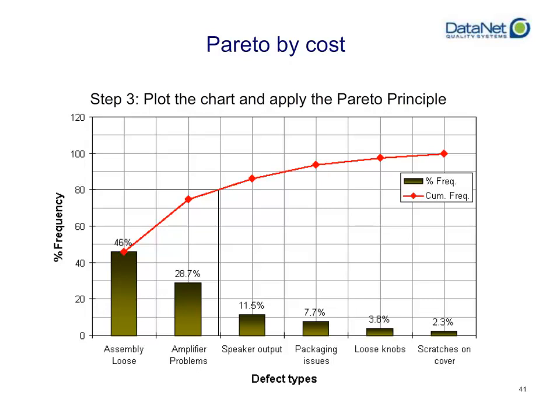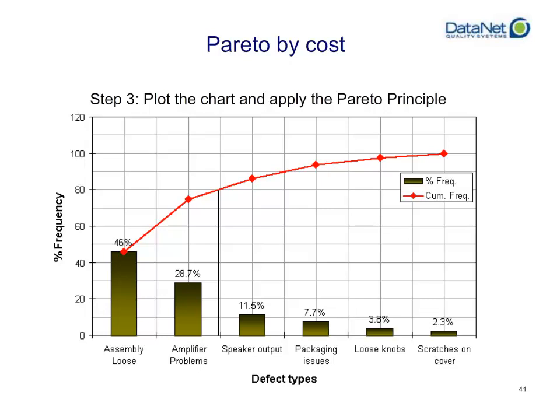You start out with the assembly loose, which is at 48%, then the amplifier problems, which is around 74.7%, so on and so forth. You then go ahead and draw where that 80%, you're going to take 80% frequency and you're going to draw the line across the chart until it intersects with the cumulative frequency curve. And then you want to drop a vertical line down when that intersection occurs. Everything inside of that box is your 80% of your cost caused by 20% of your causes.